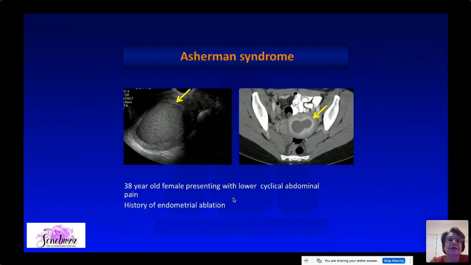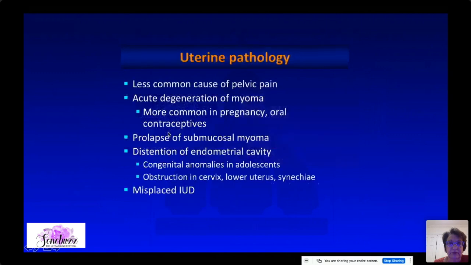Asherman syndrome sometimes will cause abdominal pain, again, because of the distension of the endometrium with retained menses. This is a patient who had a history of endometrial ablation, presented with abdominal pain several weeks later. Again, that's an easy diagnosis, distended endometrium filled with blood. So in general, uterine pathologies, as I say, are a less common cause of pain, except if you have a prolapsed submucosal fibroid. I showed an example in the prior lecture. Also a misplaced IUD. That's something to think about.